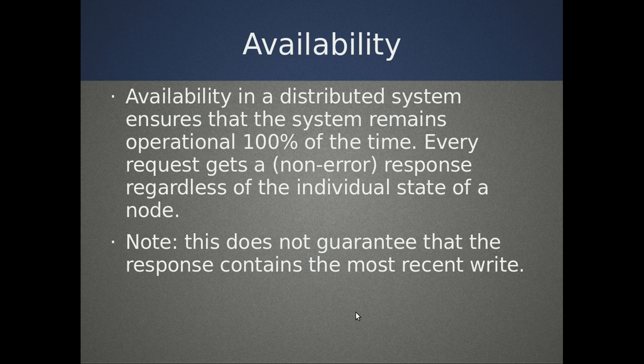Let's move to availability. Availability in a distributed system ensures that the system remains operational 100% of the time. There should be no downtime. Every request gets a non-error response regardless of the individual state of a node. So even if a node is going to fail, your system would be always available. That's what we are dealing with in Hadoop and all those systems. Note, this does not guarantee that the response contains the most recent writes. So if you are going with availability, that doesn't mean you're going to get consistency. There may be some delay in getting the latest data.